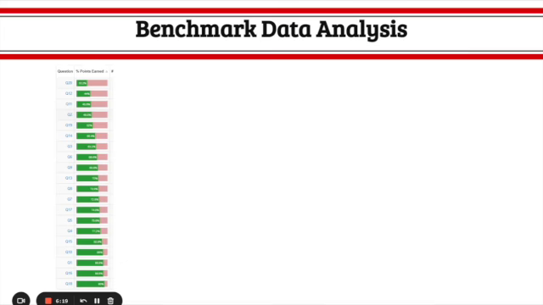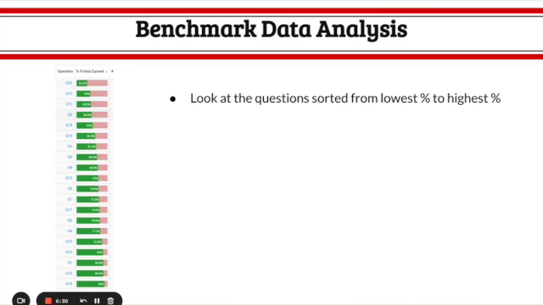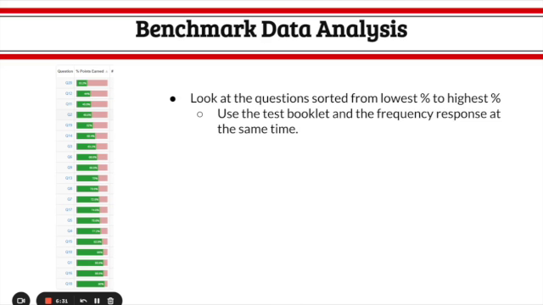Here's a simple little frequency response where we sorted our questions from the most missed questions at the top to the very best questions on the bottom. So look at the questions and we sort them lowest to highest. We're going to use the test booklet and frequency response at the same time. If you use a different data system than what I'm showing you here, you want to use a test booklet and the frequency response chart at the same time.